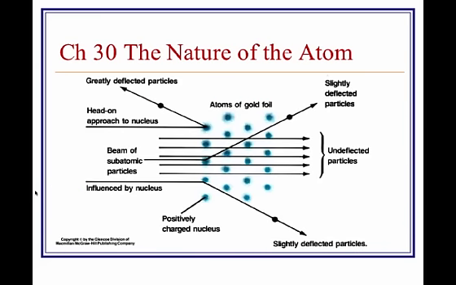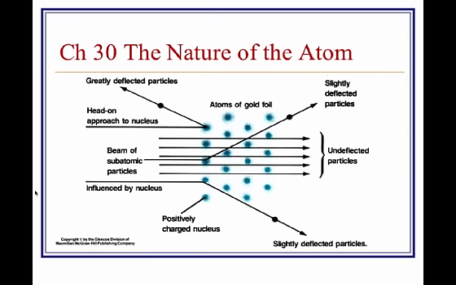What Rutherford did was he shot beams of alpha particles. Now, an alpha particle is just a helium nucleus. It's the stuff in helium gas. An alpha particle is just a helium nucleus. It has no electrons on it, and it's 2 protons and 2 neutrons for a helium nucleus.